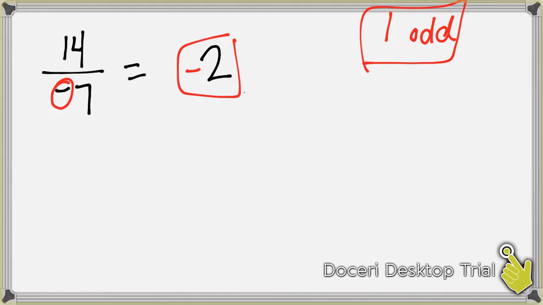What about this one? Negative 45 divided by negative 5. All right, again, it's division, so we're going to divide like normal.